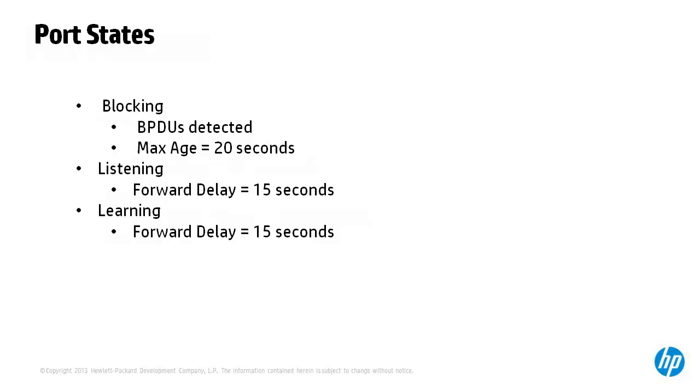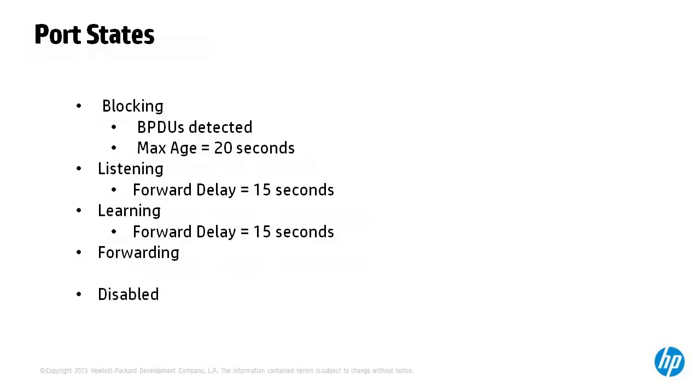Ports that are not chosen as root ports or designated ports would transition back to the blocking state. So those are the ports that are blocked in the topology. Root ports and designated ports then transition to the forwarding state and will thus transmit and receive user data.